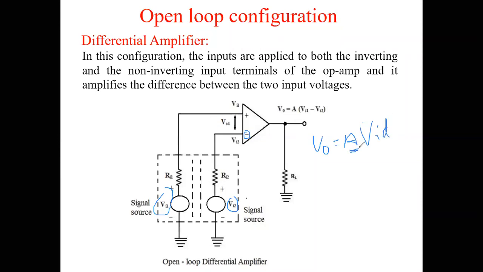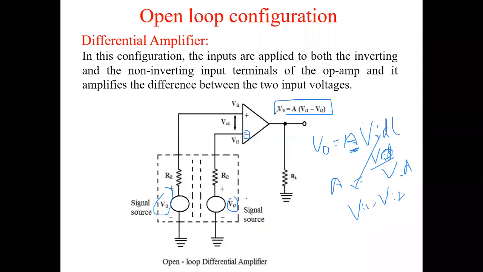The gain A is equal to output by input. The output is V naught, and the input is the difference of the two inputs, Vid. So A is V naught by Vid. What is Vid? Vid is Vi1 minus Vi2. Therefore we get the output V naught equal to the gain of the amplifier times Vi1 minus Vi2, which is the difference of the two inputs.